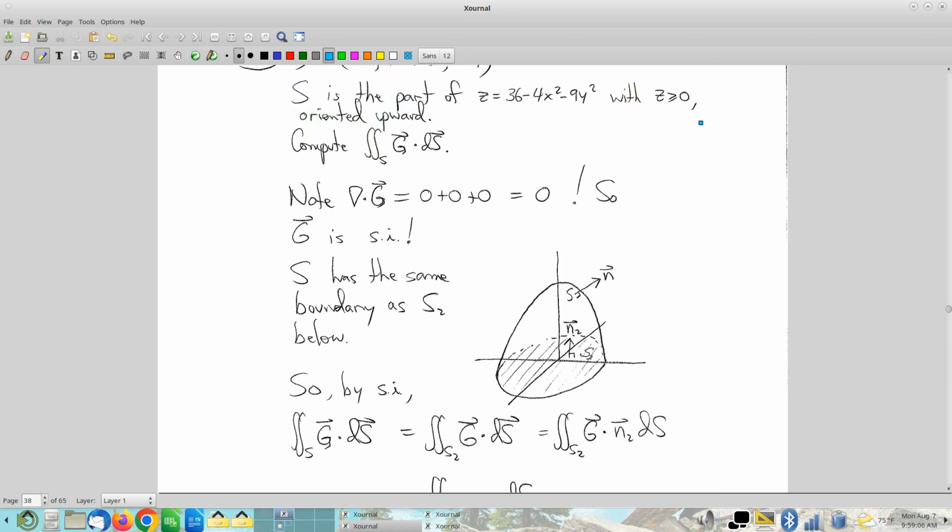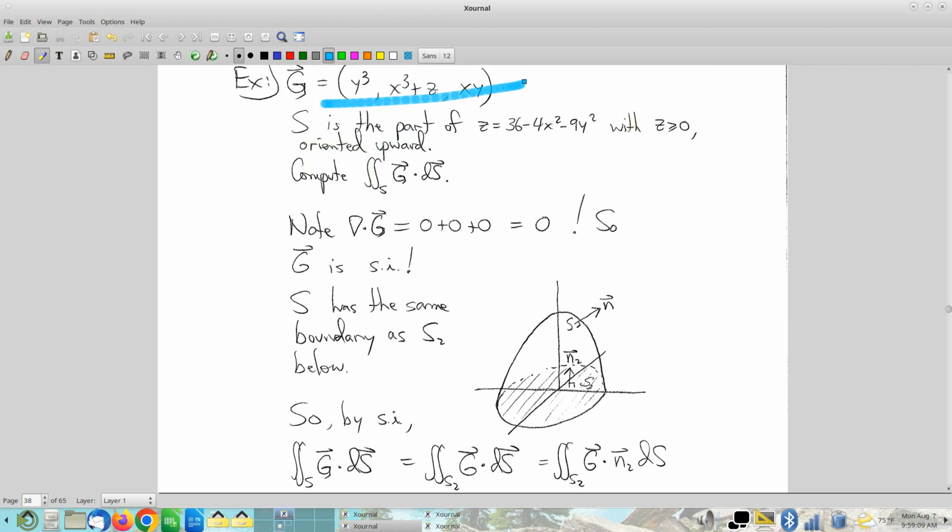Let's look at our vector field G. And we're going to dot that now with our new normal vector N2, which, by the way, I can just see what N2 is. N2 is perpendicular to my new surface. My new surface conveniently chosen to be just flat. Its normal vector is obvious. It really is 0, 0, 1.